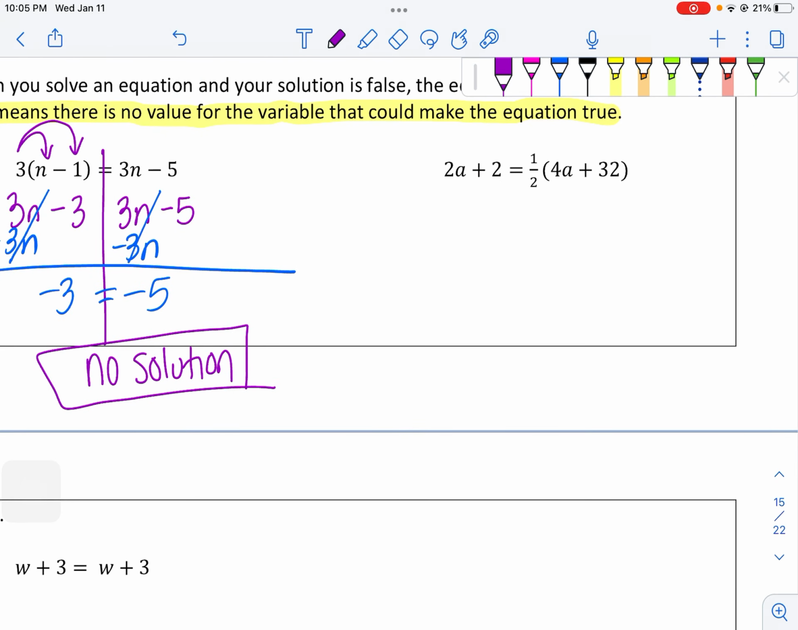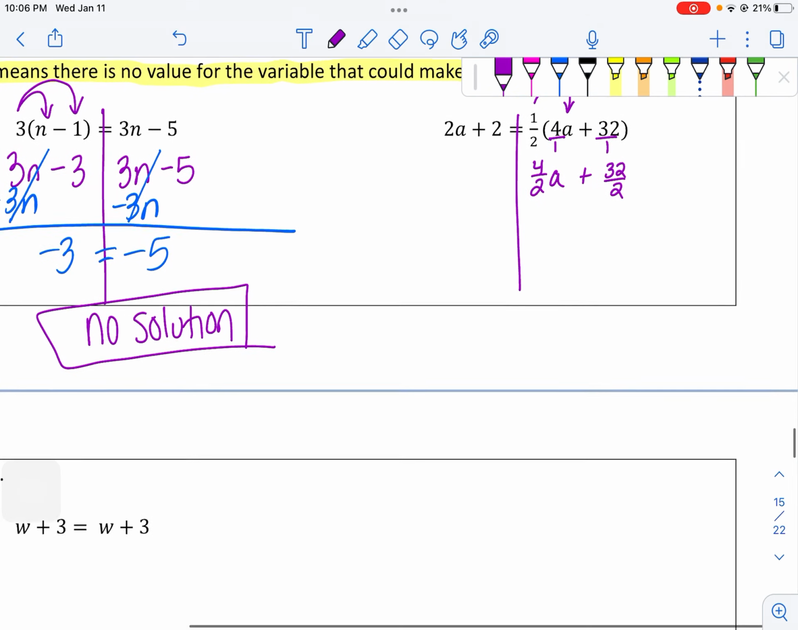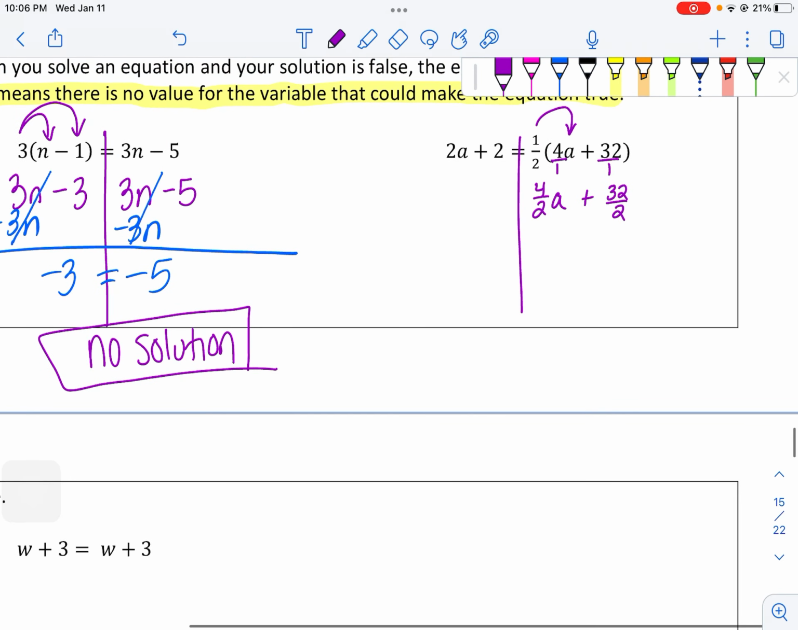All right, I'll show you one more. So here we have 2a plus 2 equals 1/2 times this quantity. So first start with the distributive property. You're going to end up multiplying 4 by 1/2. So you can put that over 1 if you want. And that's going to be 4 over 2a plus 32 over 2, because you're going to multiply the numerators and then the denominators. So that's going to be 2a plus 16.